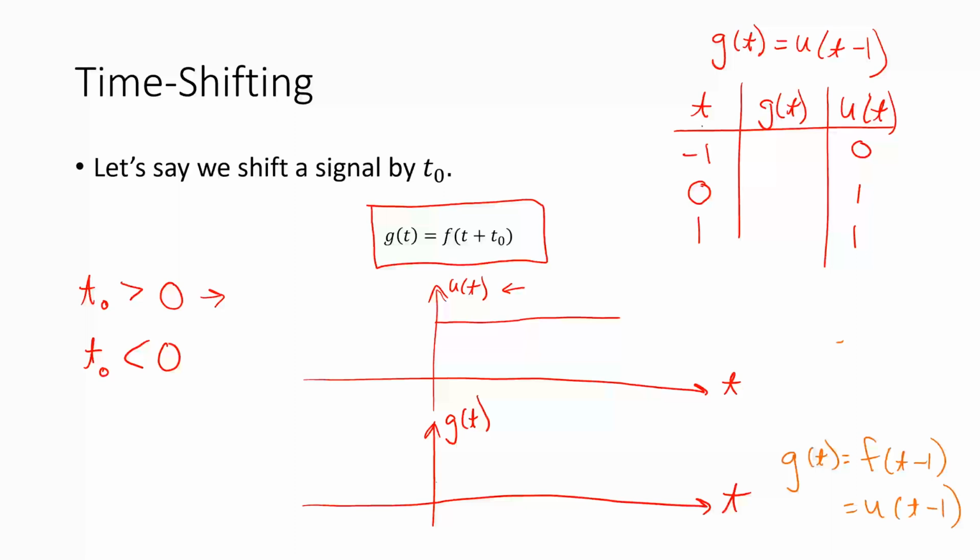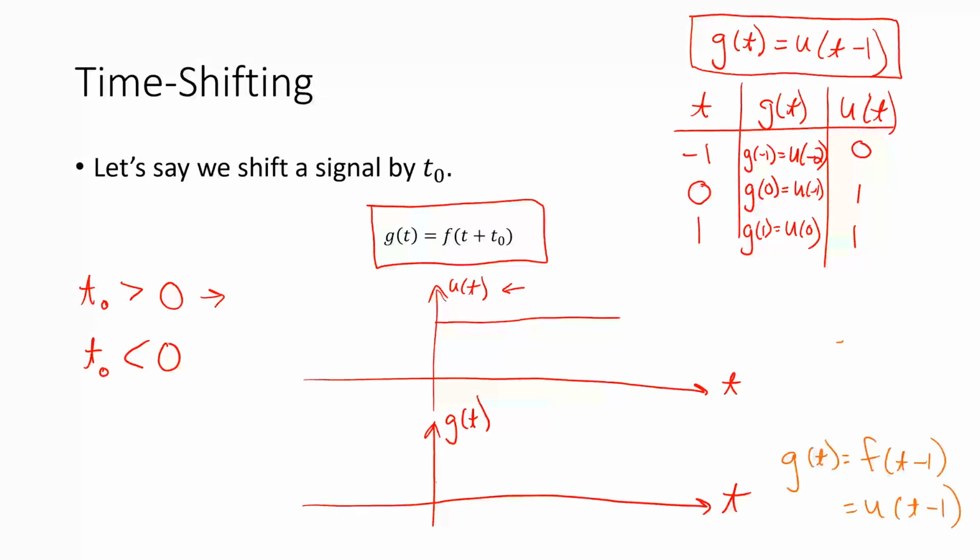So g of -1 equals u of what? How do I check this? We have to remember this relationship here. G of -1 is equal to u of -2, which is equal to 0. Then g of 0 is going to be u of -1, which is still equal to 0. At t equal to 1, I have g of 1, which is going to be u of 0, which is equal to 1.